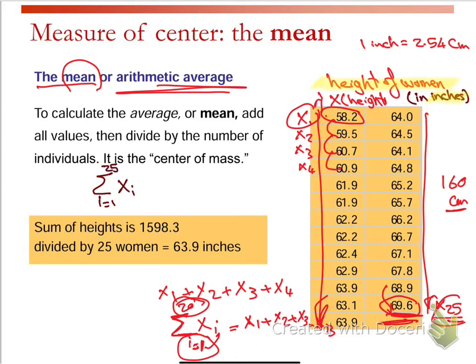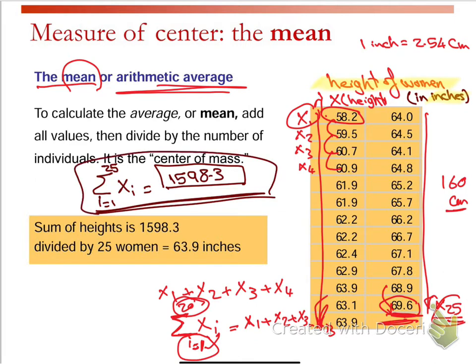Okay, so the sum of all these x's will equal x1 plus x2 plus x3 and so on, 1598.3 as listed in this table, divided by n. This is the sum of x's. If I want to get the mean or the average, I have to divide this sum by n.